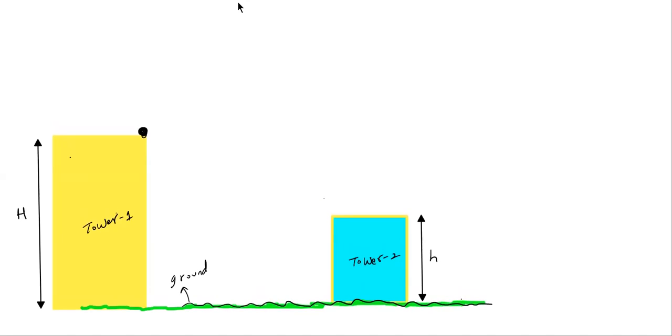There's all possibility of asking questions like this. So when I project it, let it come and strike the edge of this. I projected with a speed u at an angle theta. Then gravity will act.